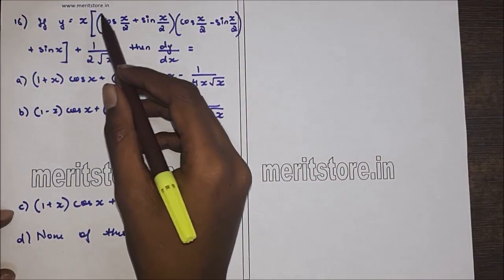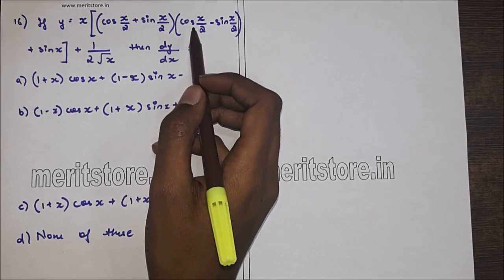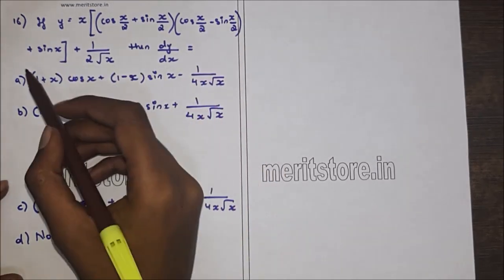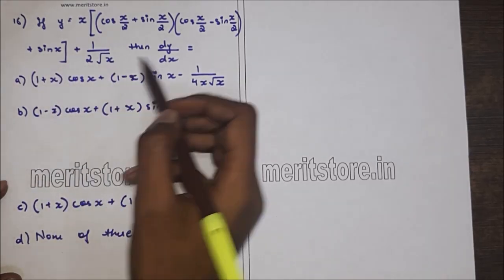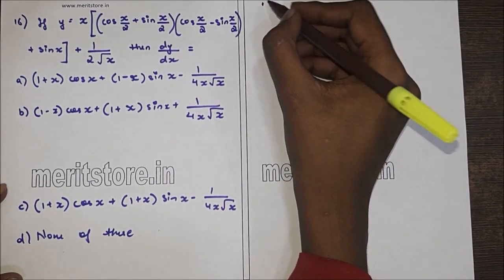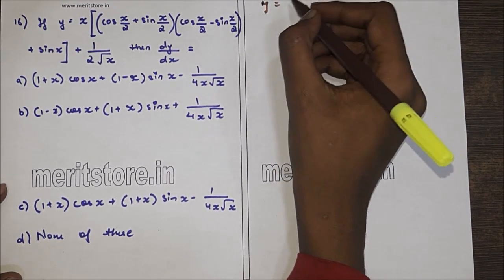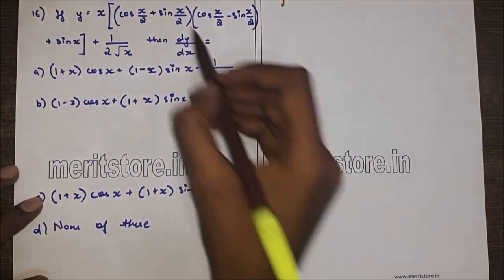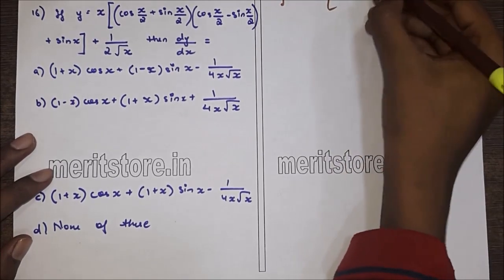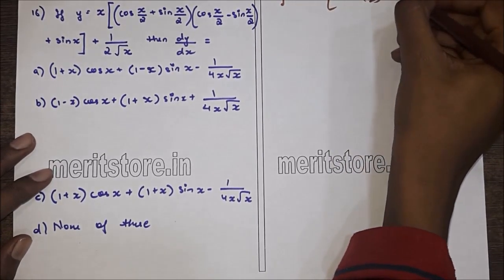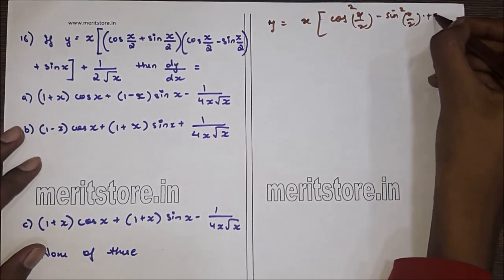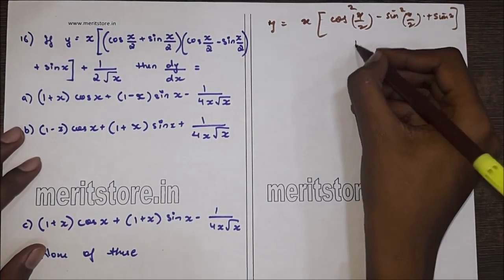If y is x times cos x by 2 plus sin x by 2 into cos x by 2 minus sin of x by 2 plus sin x plus 1 by 2 root x, then dy by dx is, so first we simplify the expression of y, that is f of x. So this is in the form of a plus b, a minus b. So you can rewrite this as cos square x by 2 minus sin square x by 2 plus sin x plus 1 by 2 root x.